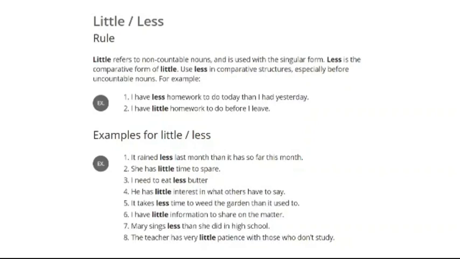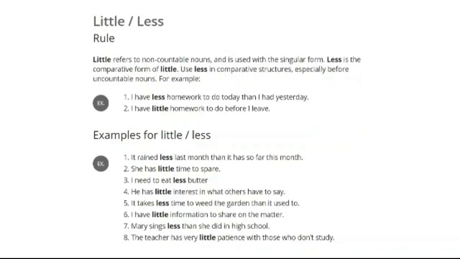Next is about little and less. Rule: little refers to the uncountable form and is used with the singular form. Less is the comparative form of little. Use less in the comparative structure, especially before an uncountable noun. For example, I have less homework to do today than I had yesterday. I have a little homework to do before I leave.